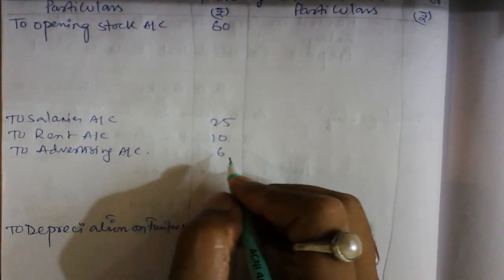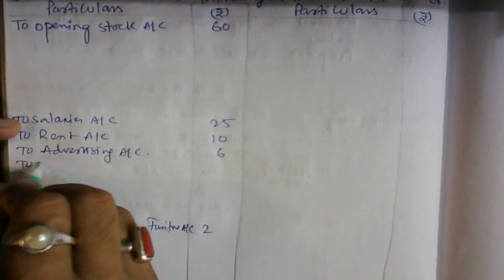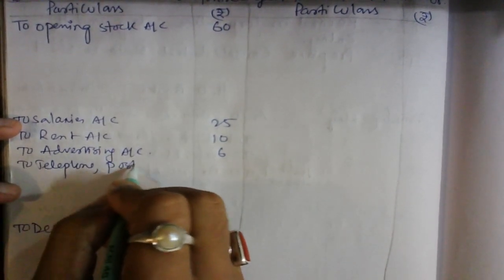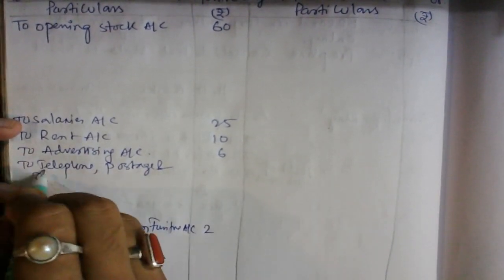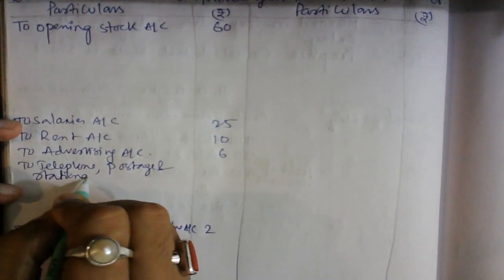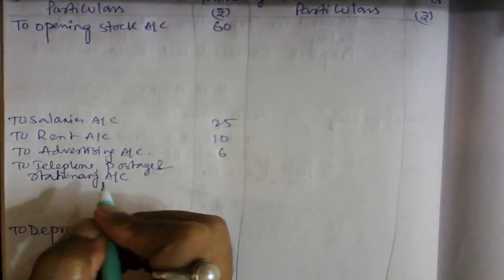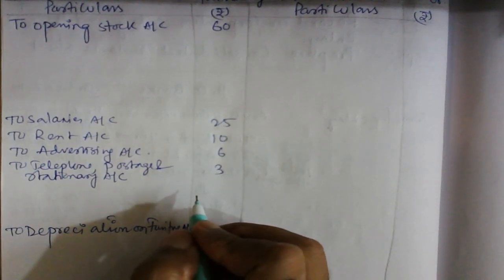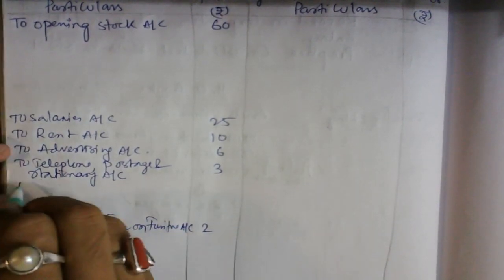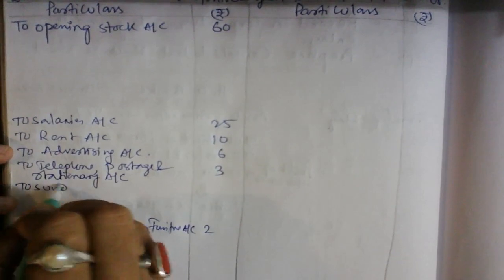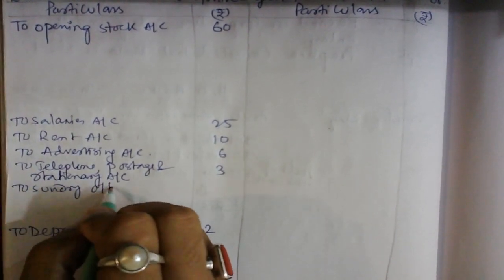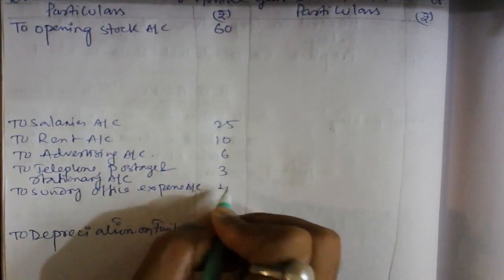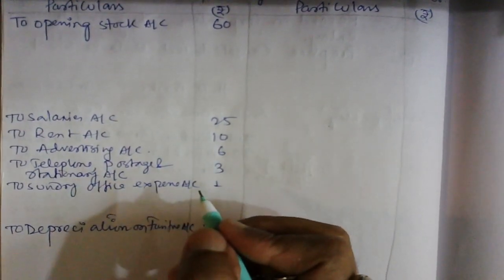After this you have telephone, postage and stationery 3 lakh, so you can write telephone, postage and stationery account. How much is this? 3 lakh. Perfect sir. After this sundry office expense, it's 1 lakh rupees. Sundry office expense account, it's 1 lakh rupees. After this we have stock, opening stock plotted.